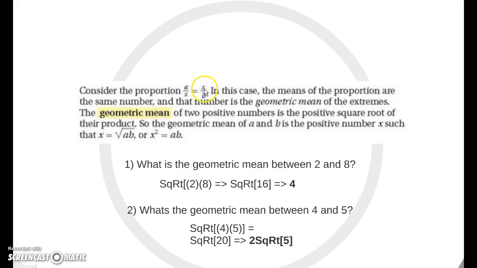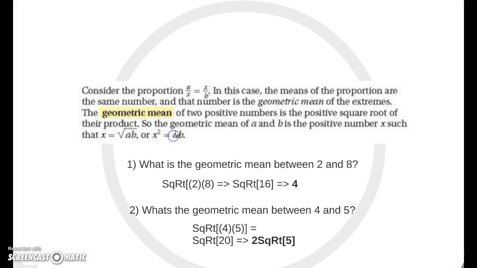X times x is x squared. A times b is ab. We get this equation, x squared equals ab. If I want to solve for x, I just square root both sides, and I get x equals the square root of ab. So the geometric mean of two positive numbers is the positive square root of their product.